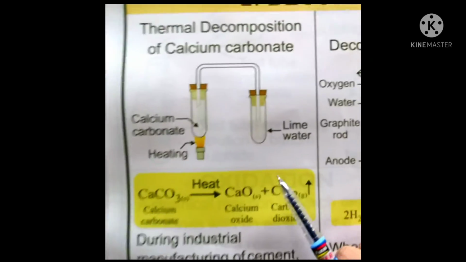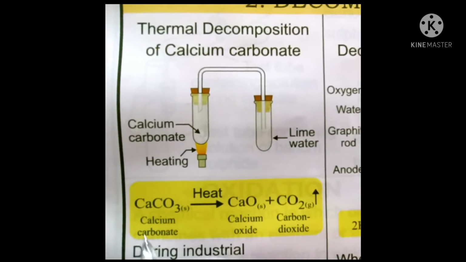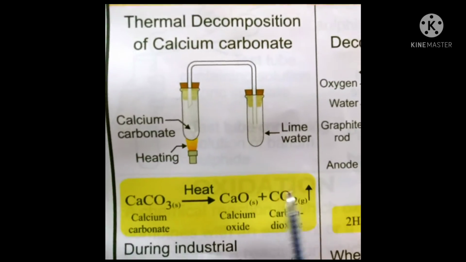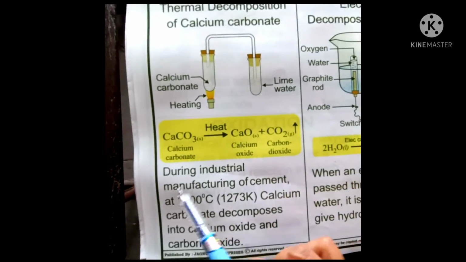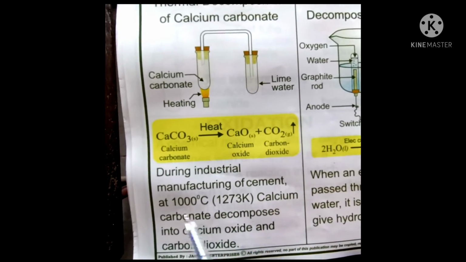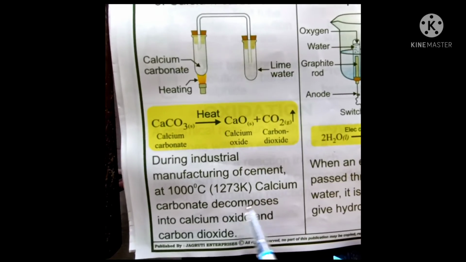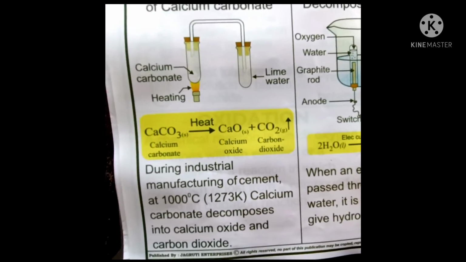So in which way is this chemical reaction a decomposition reaction? Here the calcium carbonate gets decomposed into calcium oxide and carbon dioxide. Mostly during the industrial manufacturing of cement, at about 1000 degrees Kelvin, calcium carbonate is decomposed into calcium oxide and carbon dioxide.